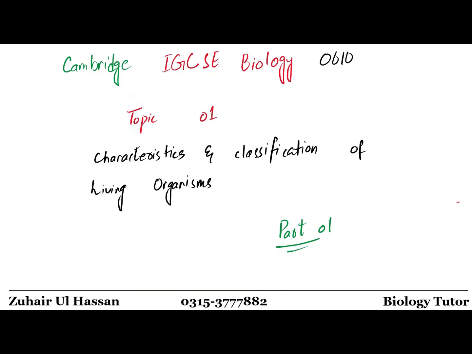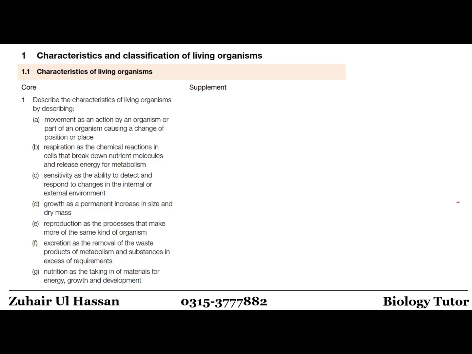These videos are for Cambridge IGCSE Biology 0610, and in this video we are going to start topic 1, that is characteristics and classification of living organisms. This video consists of part 1 of topic 1, that is characteristics of living organisms 1.1.